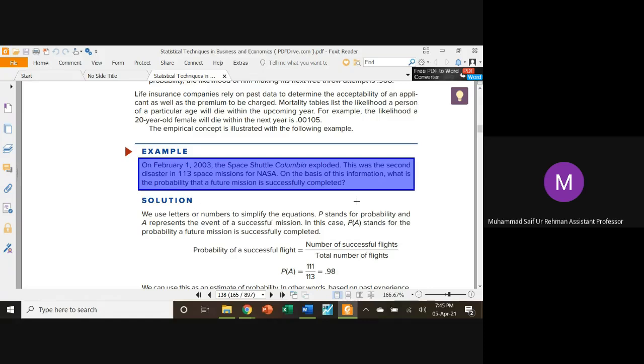There is some difference between empirical and classical. In case of classical, we know what the number of total possible outcomes is. But in case of empirical probability, we base it on past events. That is what I am going to explain right now. So it would be better if you wait for a while and see what I explain regarding empirical probability. This is the question that I want to solve regarding empirical probability, so that the idea is further cleared.